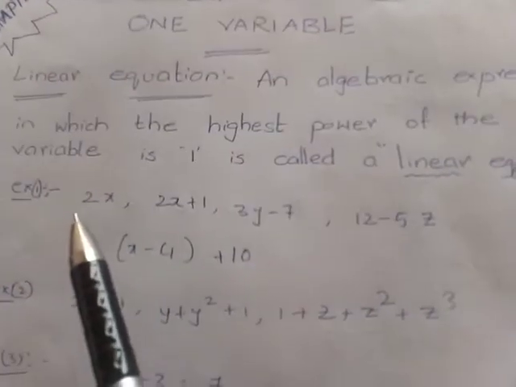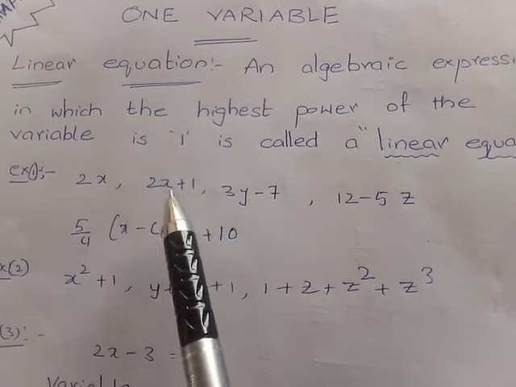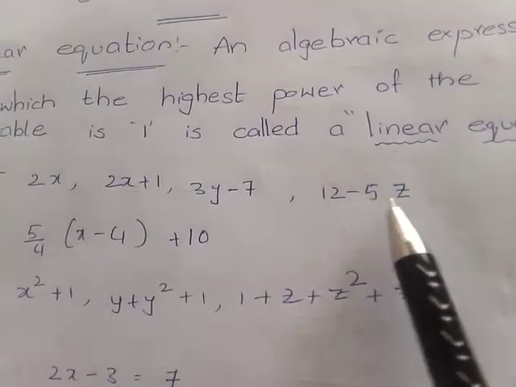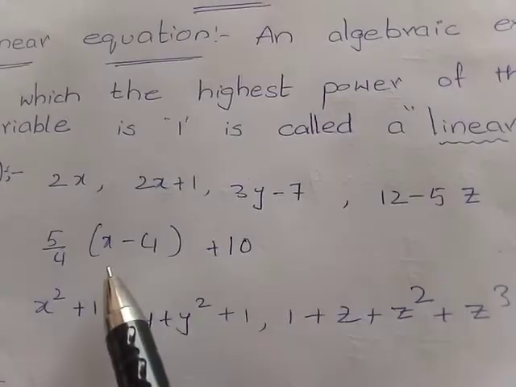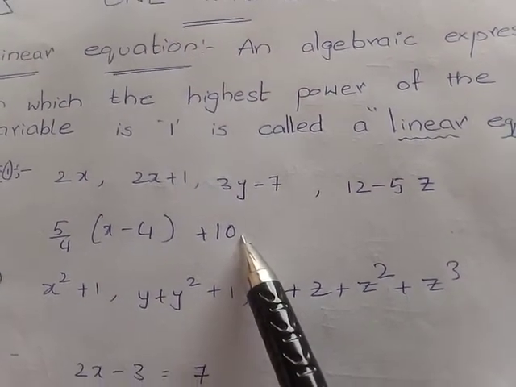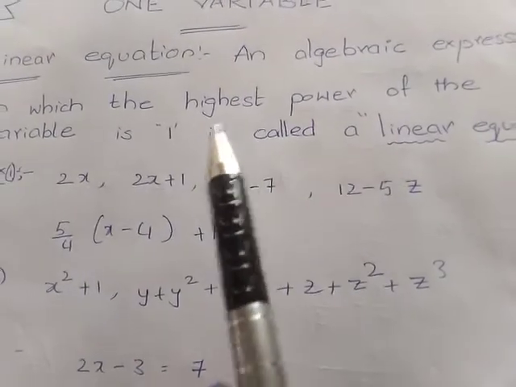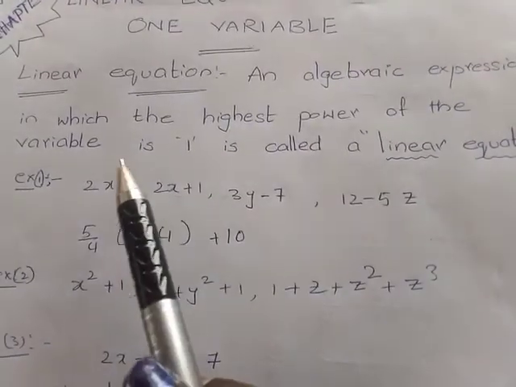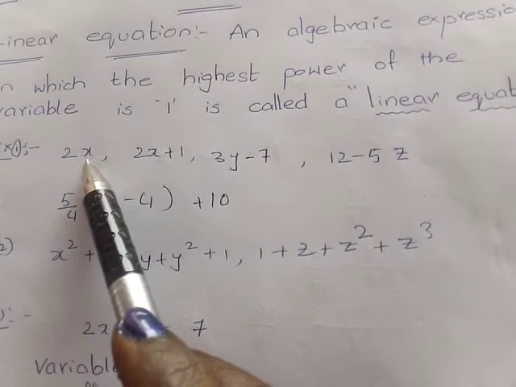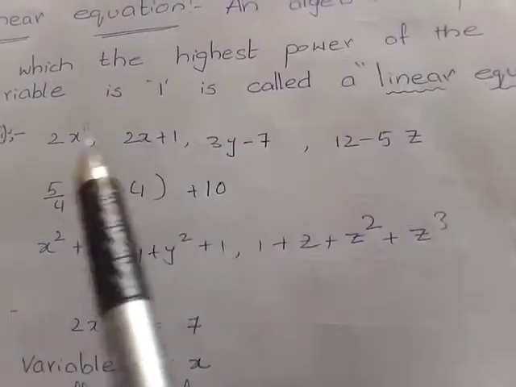Now come here. Examples: 2x plus 1, 3y minus 7, 12 minus 5z, 5 by 4 into x minus 4 plus 10. These are the linear equations. Why are these linear equations? In these, the highest power of the variable is 1. Now see here, I told this is the variable. What is the power? Here 1. So this is called a linear equation.